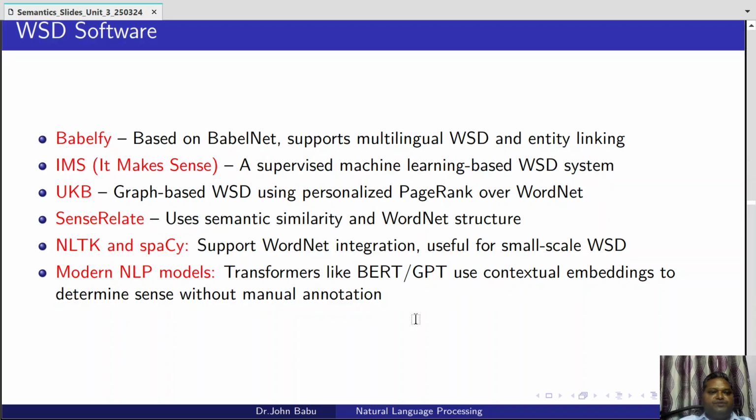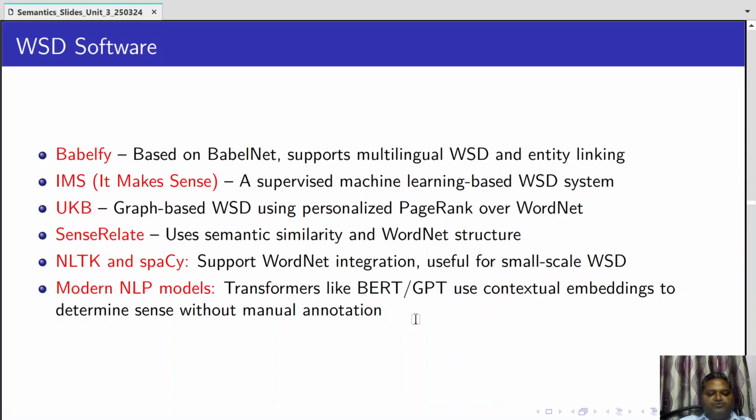So let us see the resources first. The resources for word sense disambiguation.